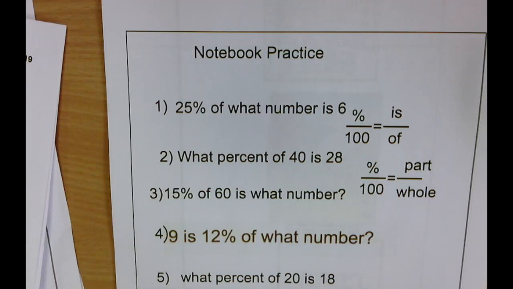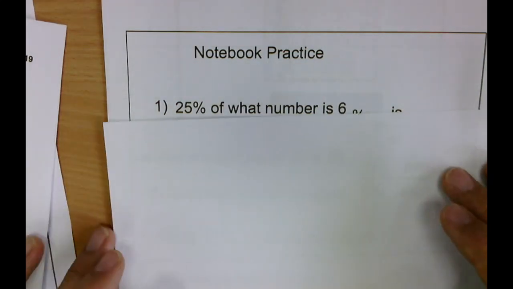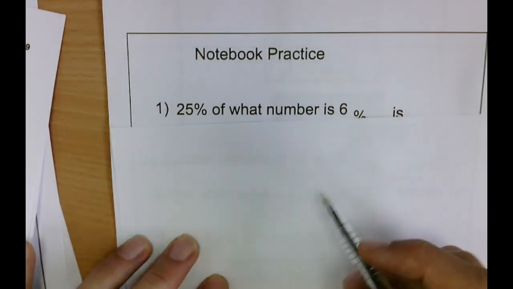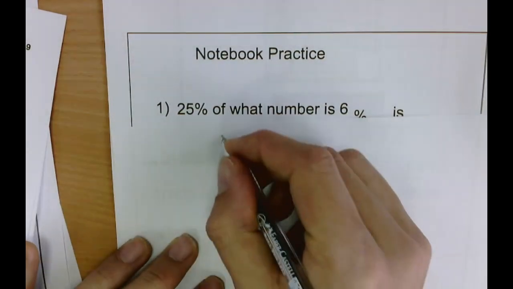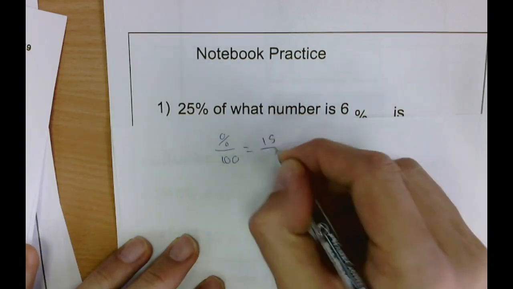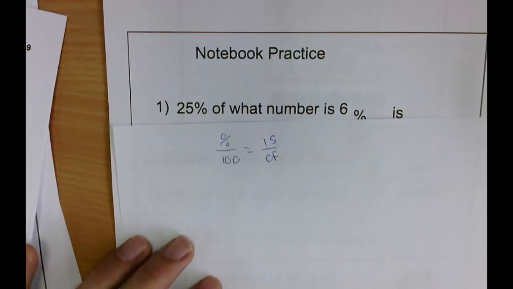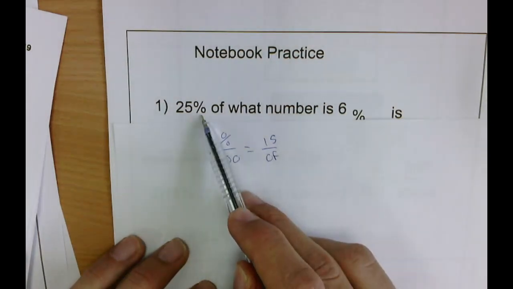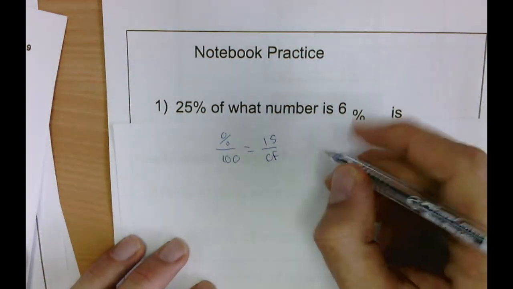Let's jump right into notebook practice. 25% of what number is 6? So when we're solving these problems today, we're going to use the strategy percent over 100 is equal to is over of. Is over of. So we'll have our percentage here, and we're just going to simply plug numbers into our formula.